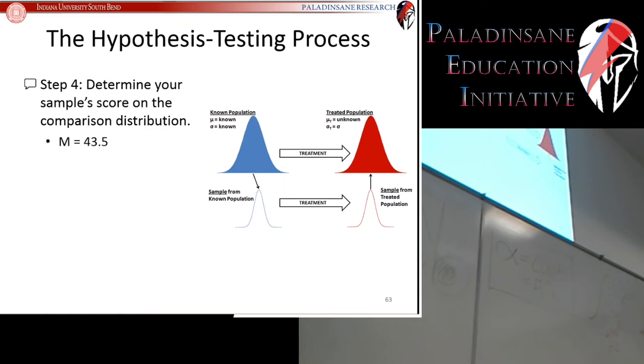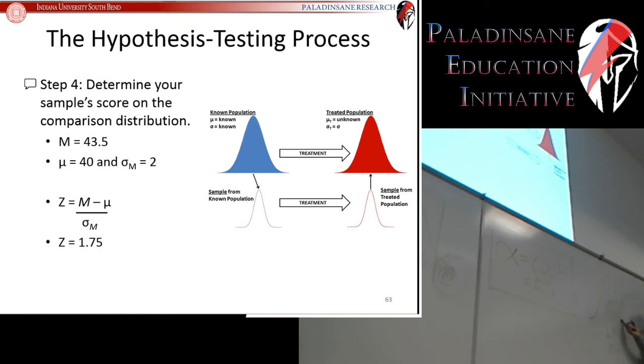That's your formula for the z-score. So we take the mean of our sample, 43.5, subtract the mean of our comparison distribution, divided by the standard deviation of our comparison distribution, and we end up with a z-score of 1.75.